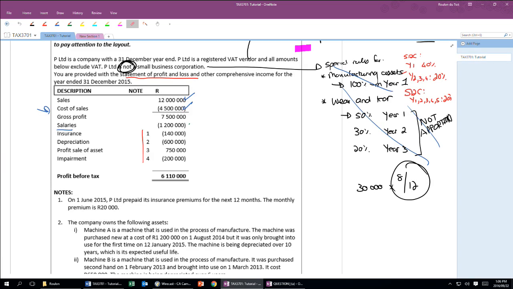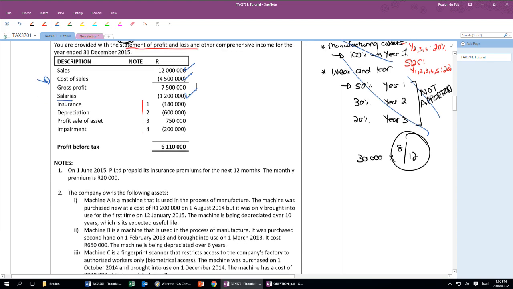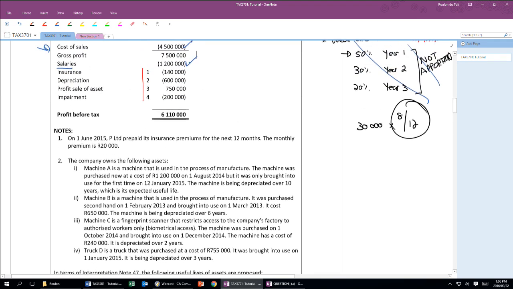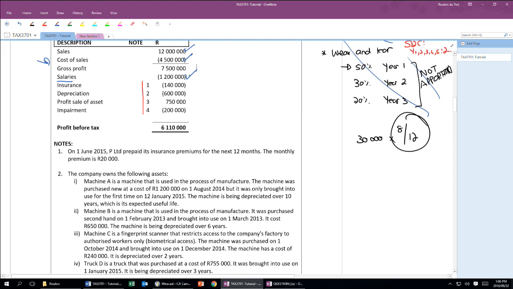Okay, so that is the salaries amount also done. Now we have insurance, note number 1, 140,000 rands. So let's look at our notes. They tell us in our notes that on the 1st of June 2015, P Limited prepaid its insurance premiums for the next 12 months. The monthly premium is 20,000 rands.